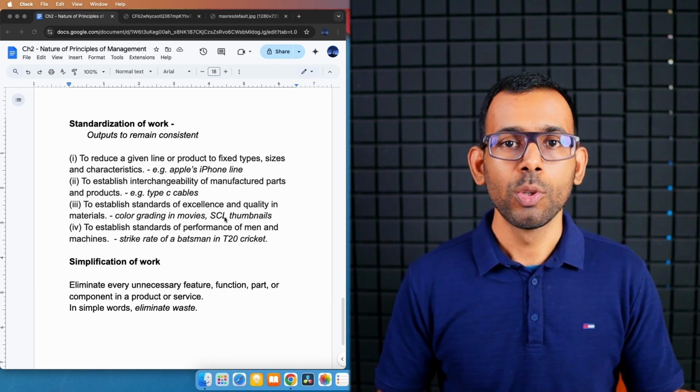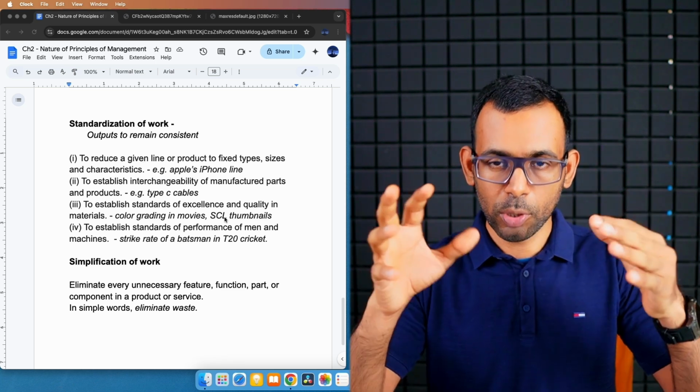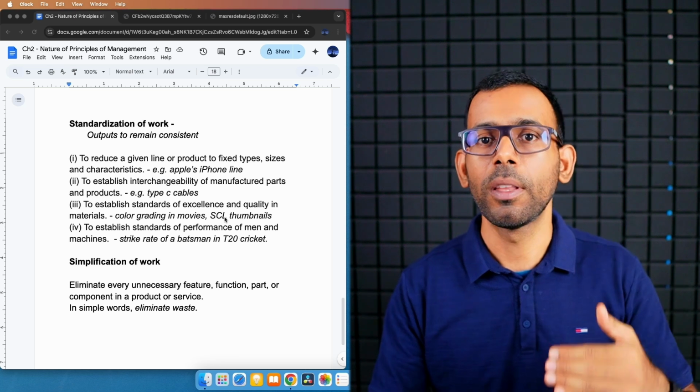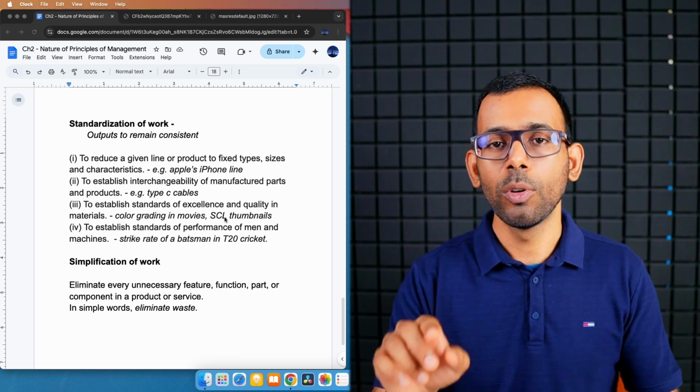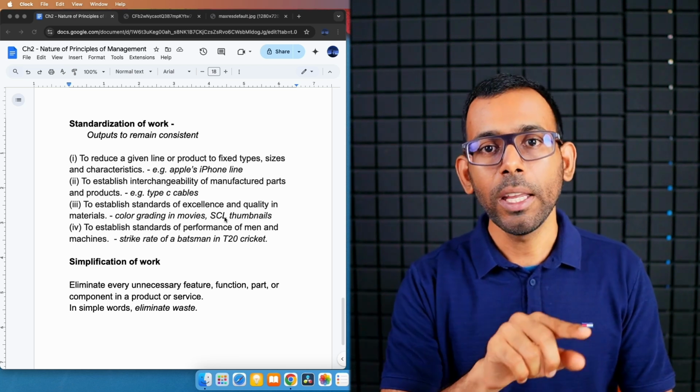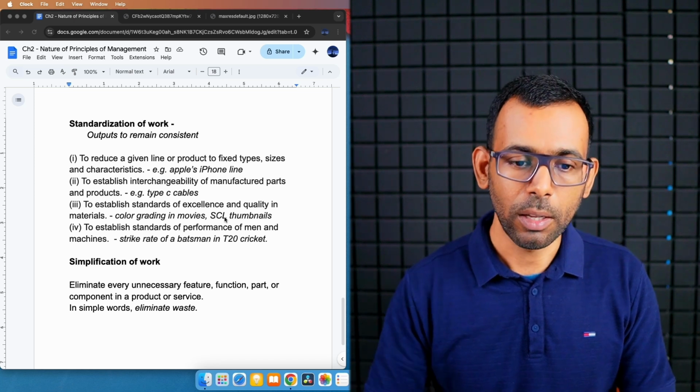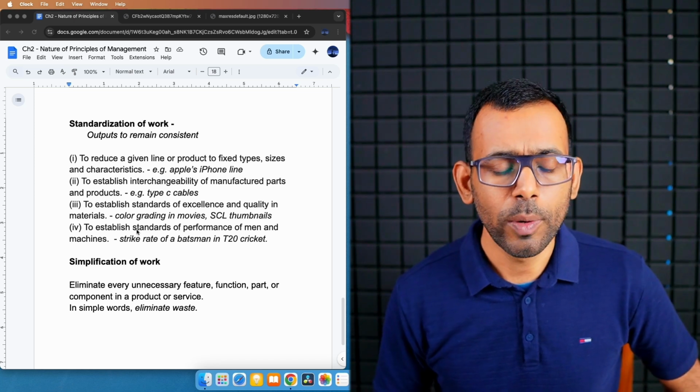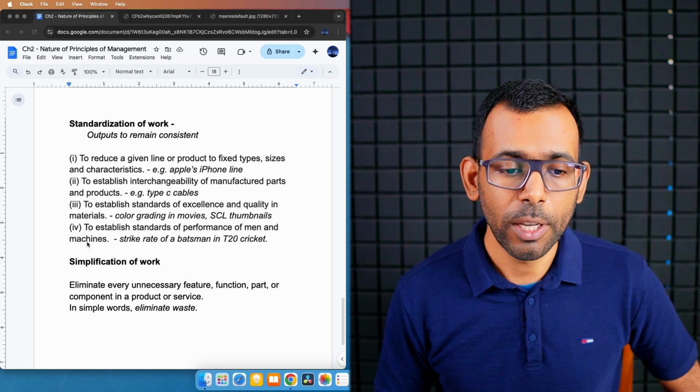That's it. So you can also know when you scroll through the library at which chapter you are right now, and then you will know, okay, the title will vary, so you know which topic you have to select. The last point in standardization is to establish standards of performance of men and machines.